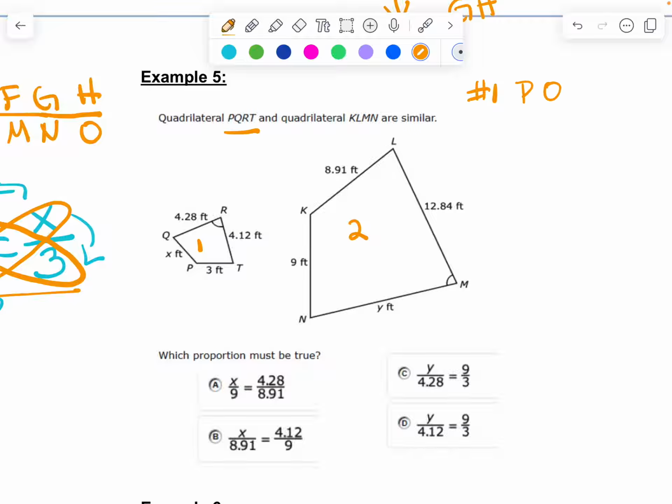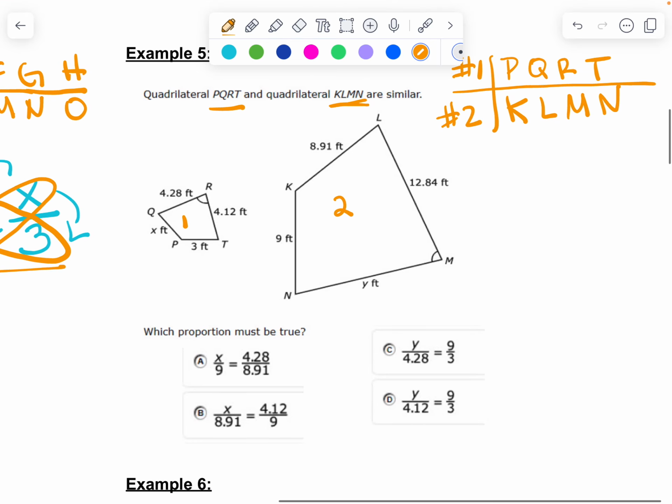So P, Q, R, T. Okay, corresponds with figure 2, K, L, M, and N. And again, I'm just getting it from here. Okay, so now the reason it's a little bit different is because if you notice your answer choices, they have X's and they have Y's. So we're going to do something a little different.